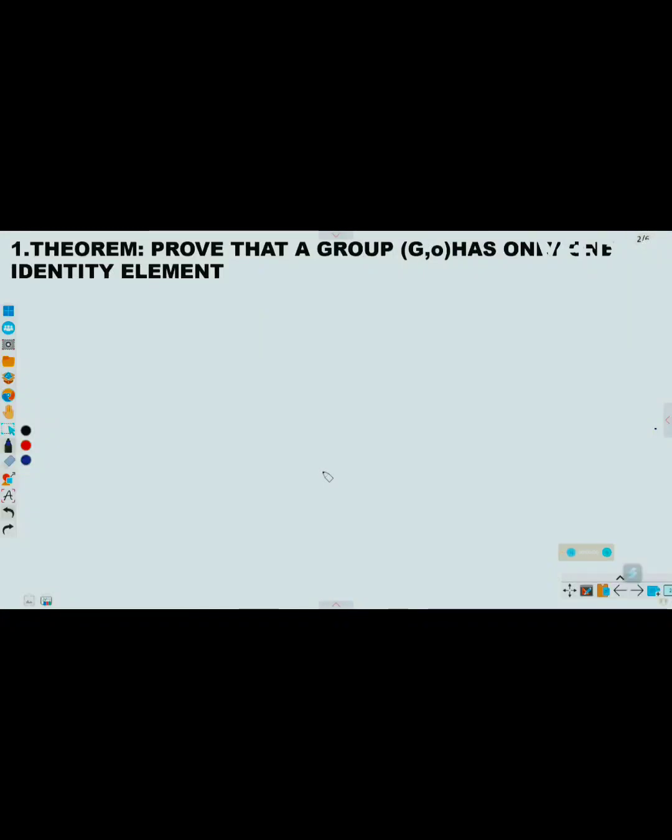So hello everyone, in this class we are going to prove two important theorems of group theory. The first theorem states: prove that a group (G, compose) has only one identity element. That means in a group there is only one identity element. We have to prove that. So we will begin. Proof.